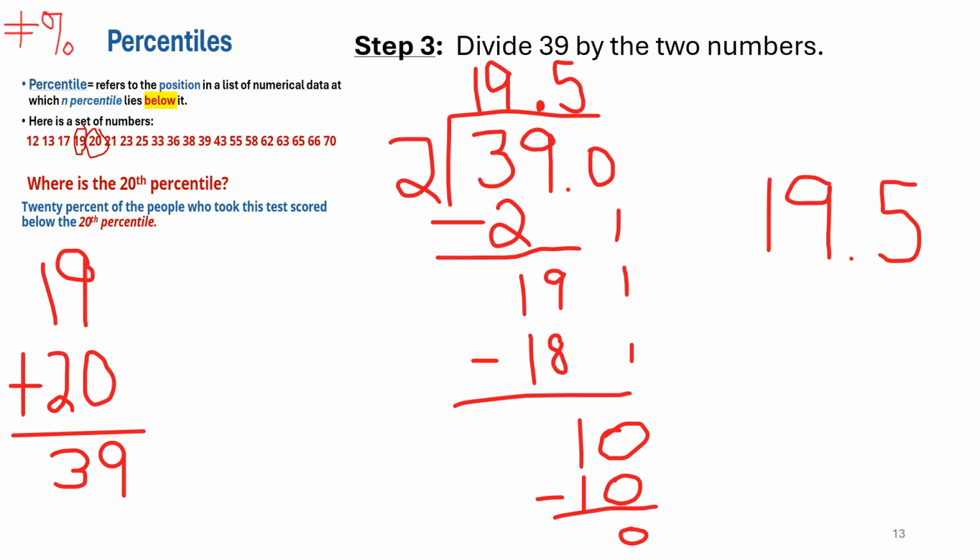19, 20, add, you get 39. 2 into 39 gives you 19.5. So you're pretty close. Why am I doing that? I want to take the fourth score and the fifth score and find a median.